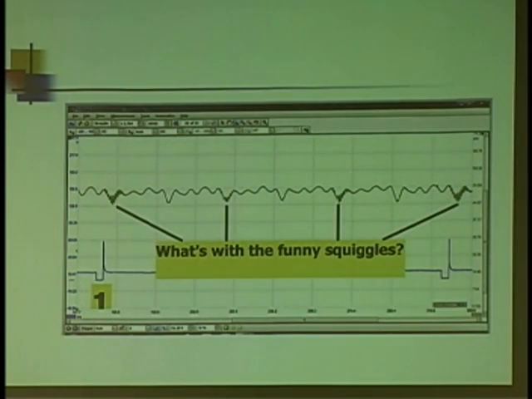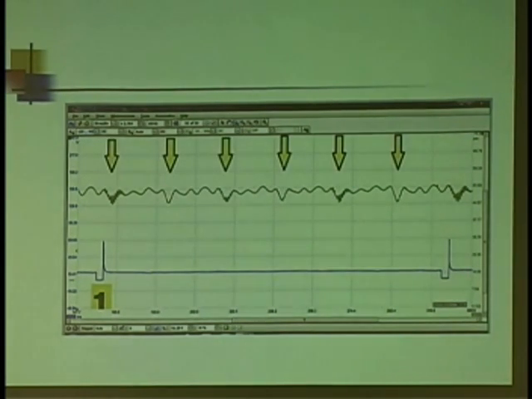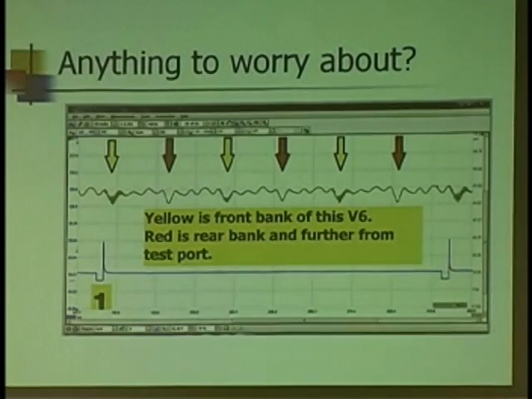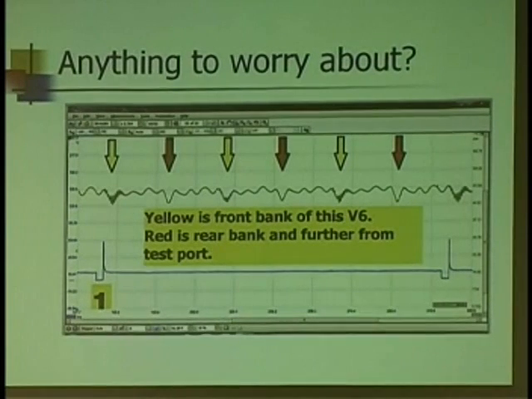But what about these funny little squiggles? Are they uniform? Are they repetitive? Yep. It's like every other one, right? Again, not uncommon. One's one bank, one's the other. Where I am on my test port will help me gauge whether what I'm looking at is cause for alarm or not.